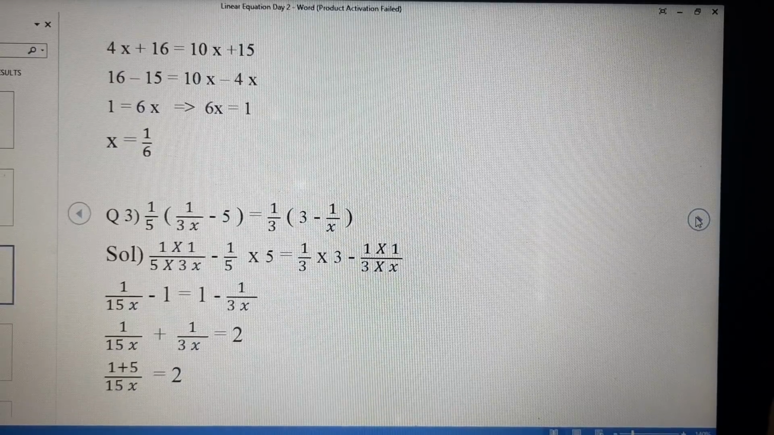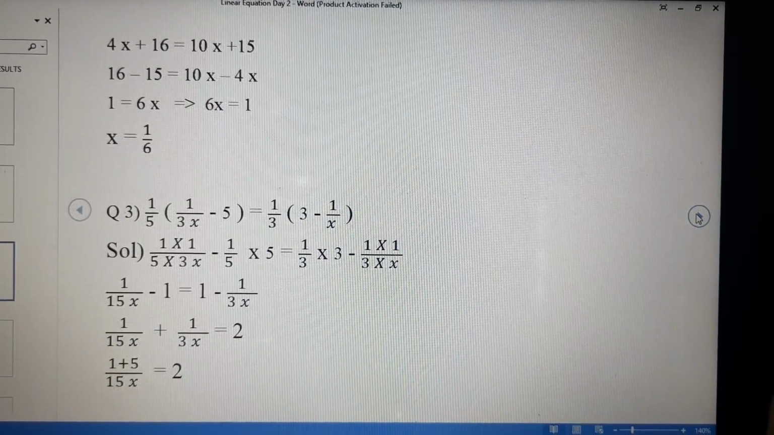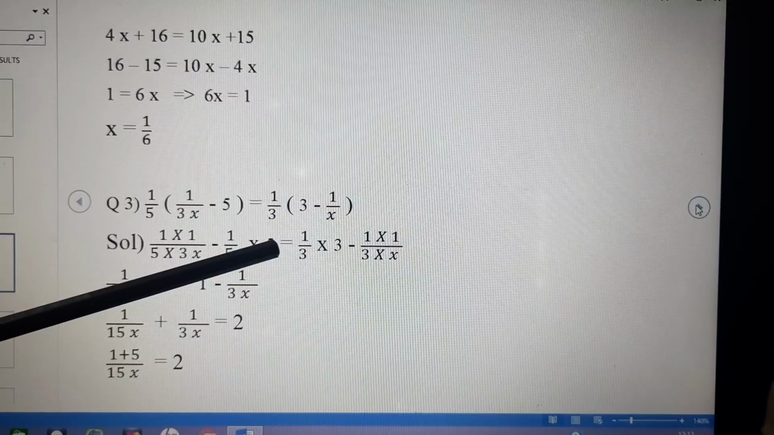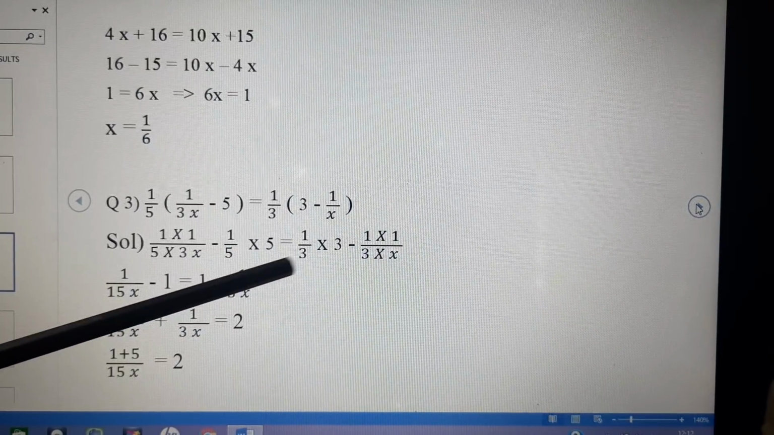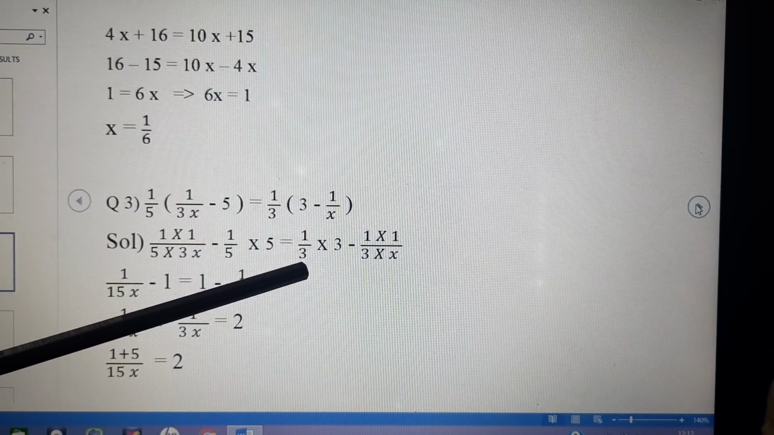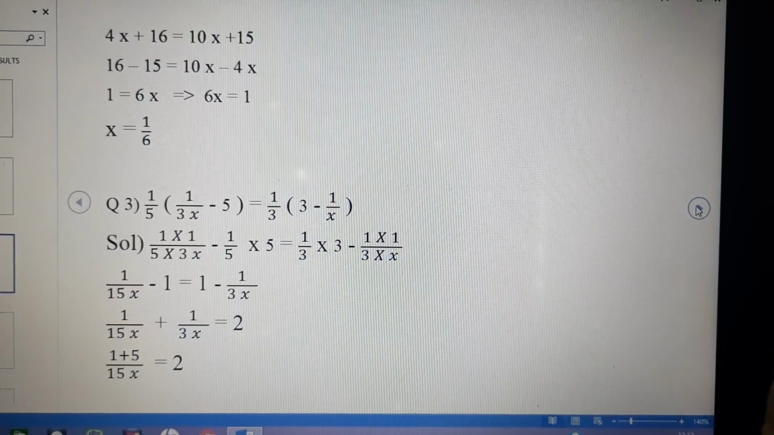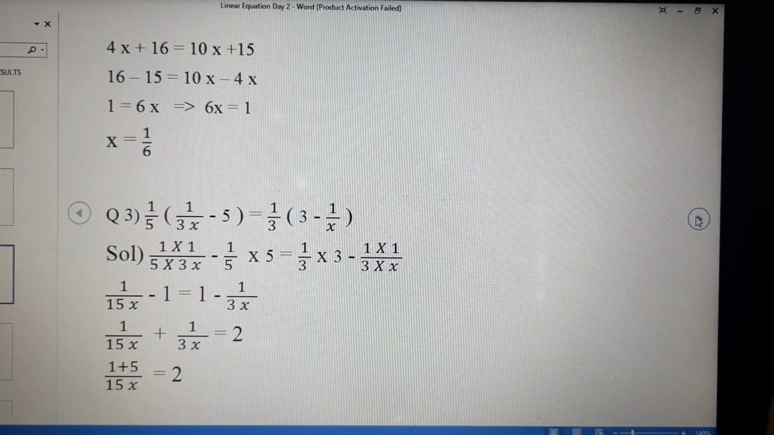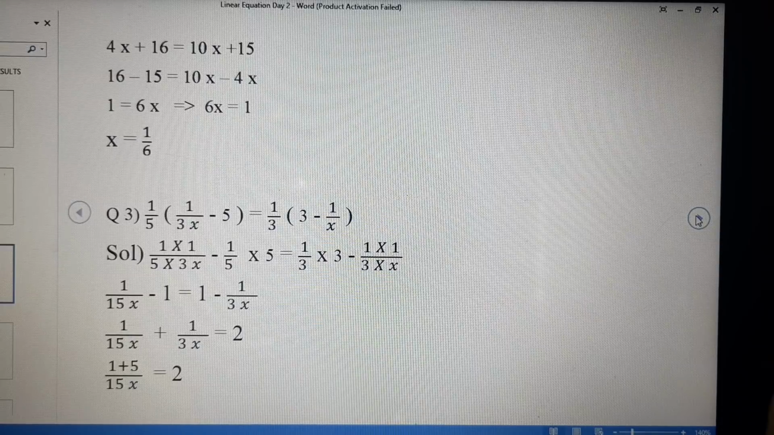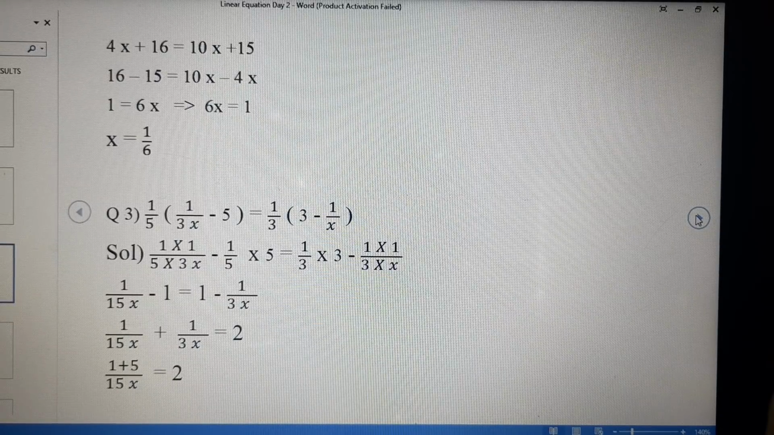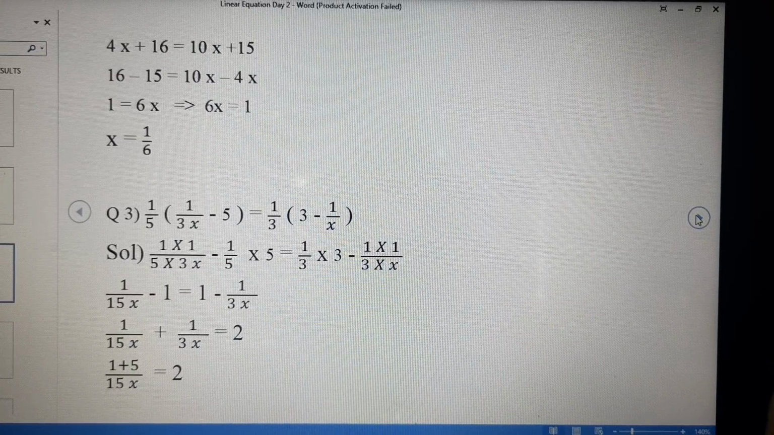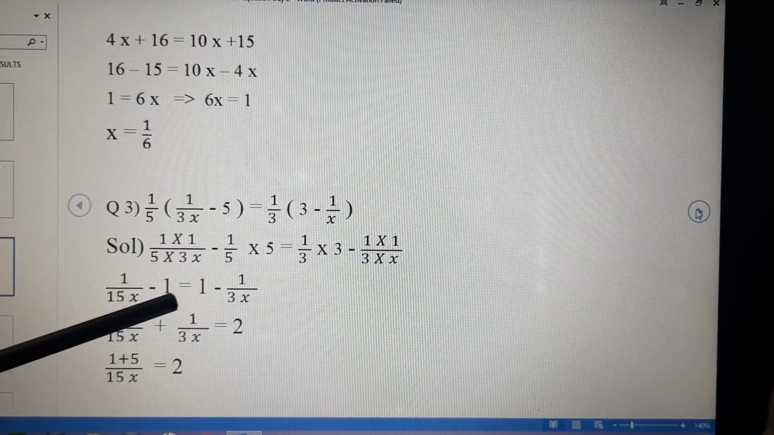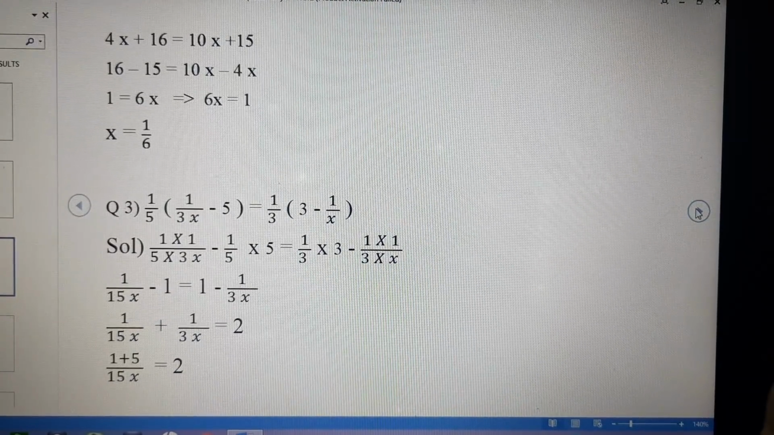So what we'll have? 1 upon 15x minus 5 and 5 will be cancelled. We'll have 1 here. Likewise 3 and 3 will be cancelled. So we'll have 1 here. So it becomes 1 upon 15x minus 1 is equal to 1 minus 1 upon 3x. We will take the LCM. We do not have any denominator over here. Okay, then we can take LCM.